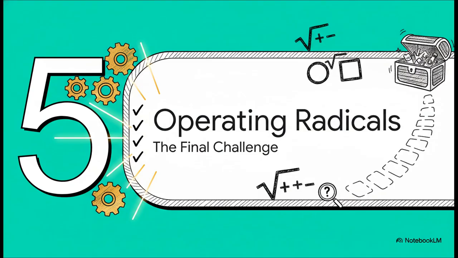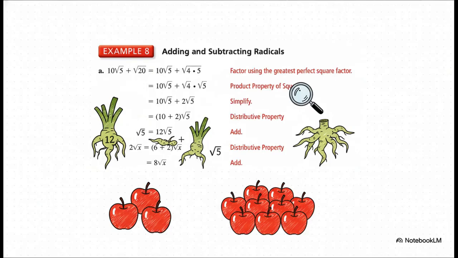Okay, we did it. We've mastered the 3 golden rules. So for our final challenge, let's see why this matters so much. Now that we have these skills, we can actually start doing things like adding and subtracting radicals. Now here's the big idea. You can only add or subtract like radicals. That just means the number inside the radical has to be exactly the same. It's just like trying to add apples and oranges, right? You can't add 3 apples and 2 oranges and say you have 5 apple oranges.